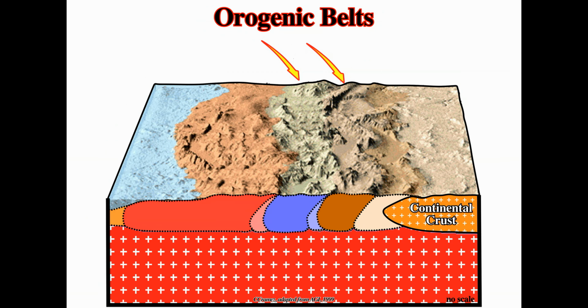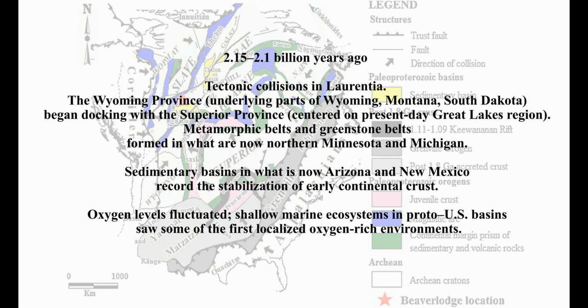2.15 to 2.1 billion years ago. Tectonic collisions in Laurentia. The Wyoming province, underlying parts of Wyoming, Montana, and South Dakota, began docking with the Superior province, centered on the present-day Great Lakes region. Metamorphic belts and greenstone belts formed in what are now northern Minnesota and Michigan. Sedimentary basins in what is now Arizona and New Mexico record the stabilization of early continental crust. Oxygen levels fluctuated. Shallow marine ecosystems in proto-U.S. basins saw some of the first localized oxygen-rich environments.